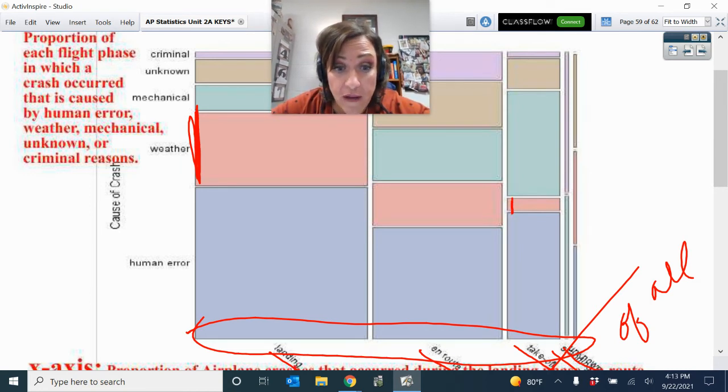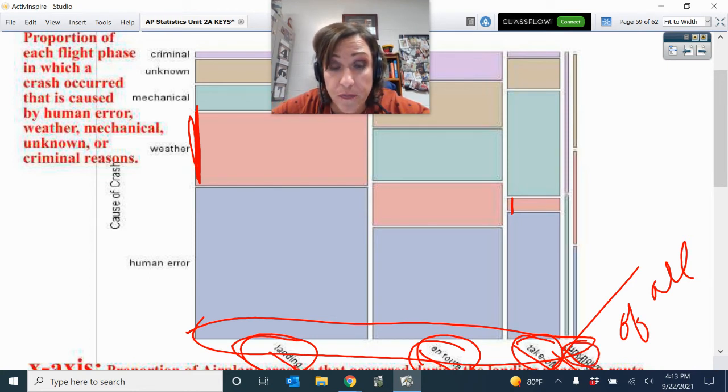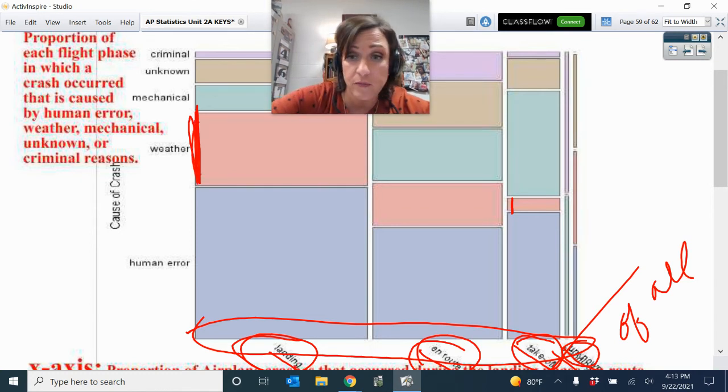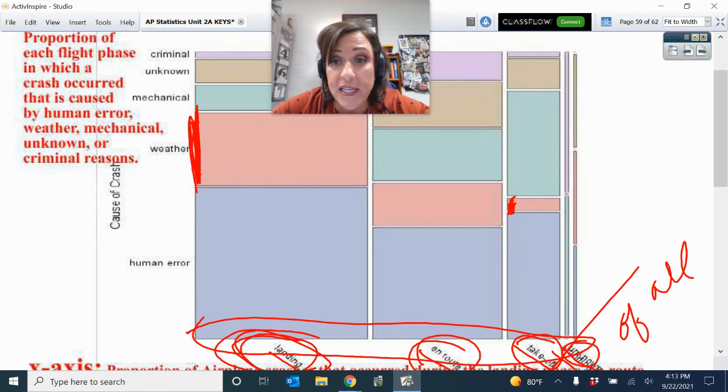This is the proportion of the phase in which the crash occurred that was because of weather. So these are different heights because this is the proportion of the landing phase crashes that occurred because of weather. This little pink one is the proportion of the crashes during takeoff because of weather. So it is the proportion of each flight phase in which a crash occurred that is caused by human error, mechanical, weather, unknown, or criminal reasons.